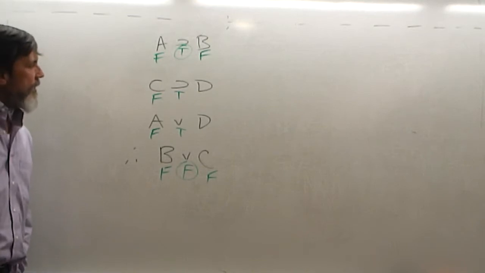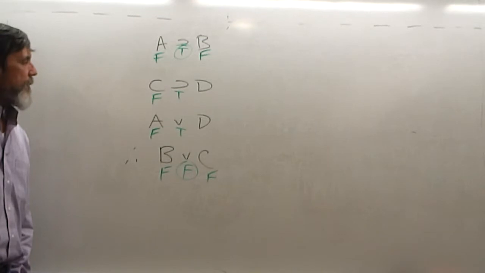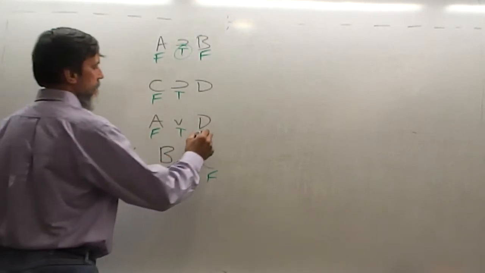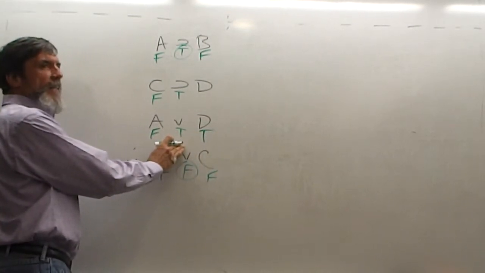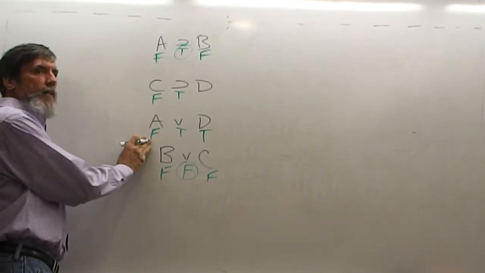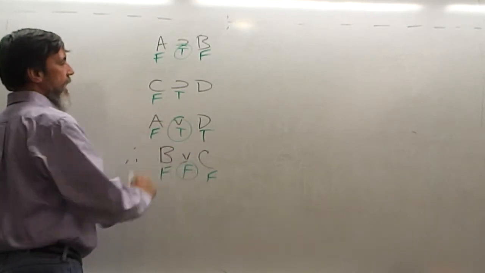I now know something about D in the third premise. I know that D has to be true. Trying to preserve a true wedge, one side of which is known to be false. If that other side were false as well, that would be a false wedge. But we want to keep it true if we can.